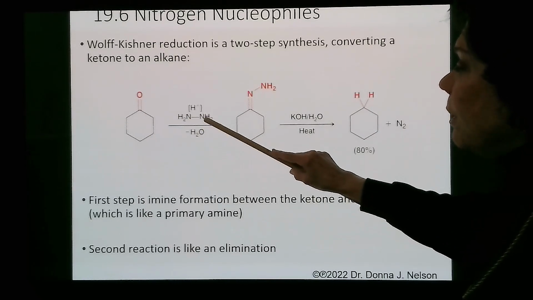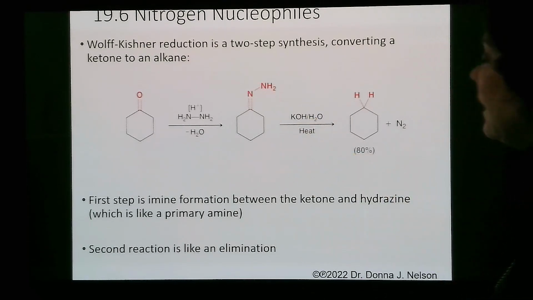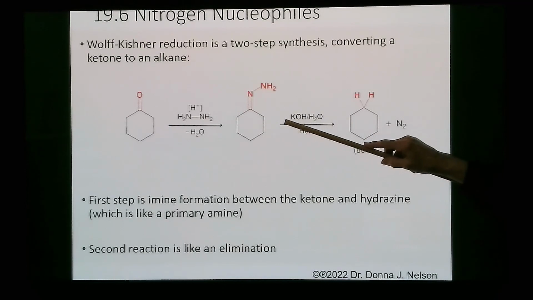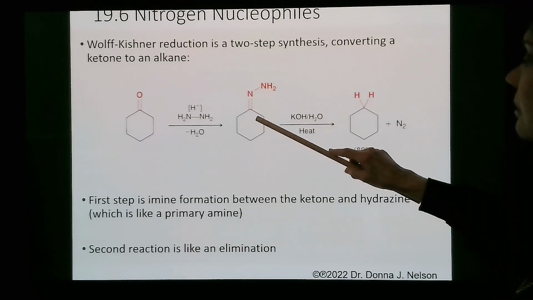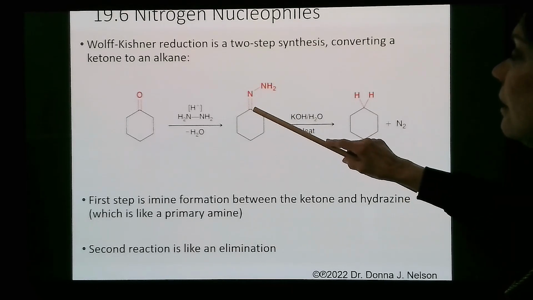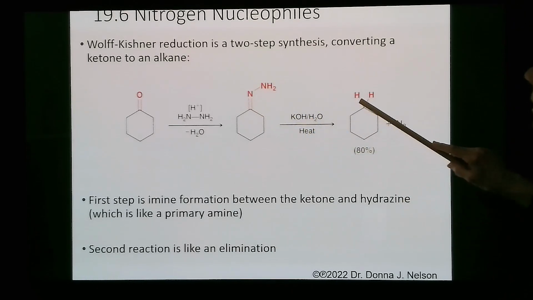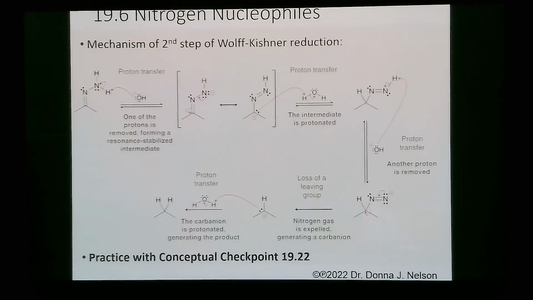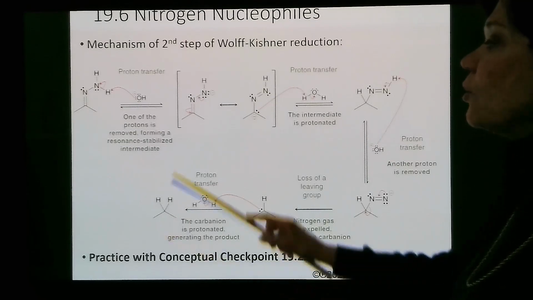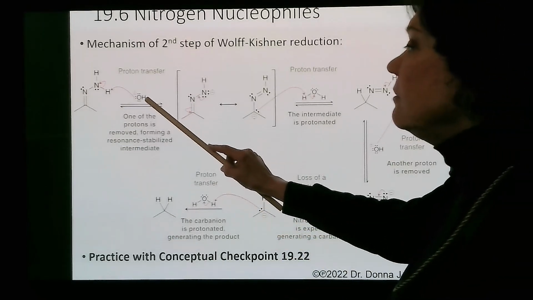So this other amino group is still here, and now we simply do an elimination reaction. So we're treated with base and heat, and the carbon-nitrogen pi bond can be replaced with two carbon-hydrogen bonds. So this is like an elimination. Let's look at the mechanism for this last step. So remember, this is under basic conditions.